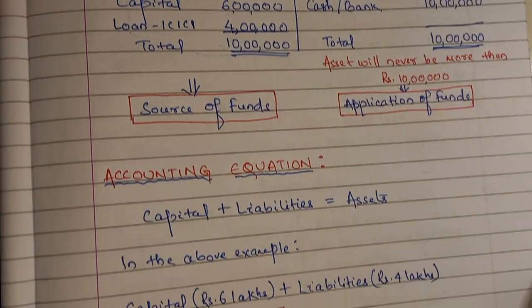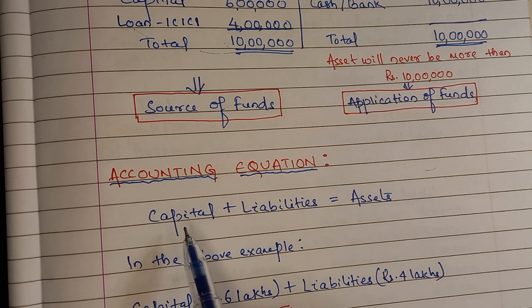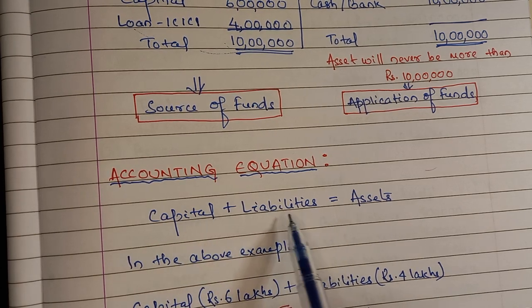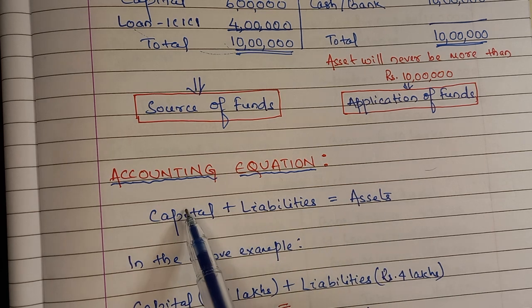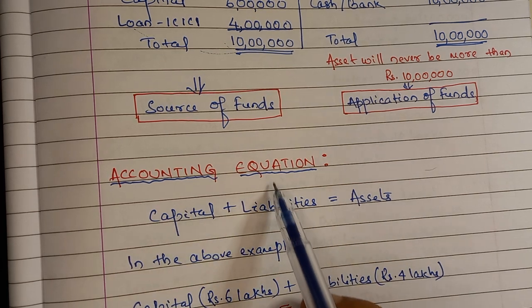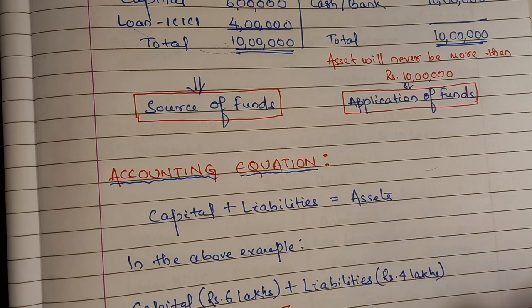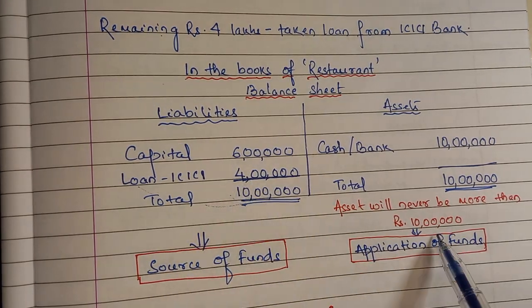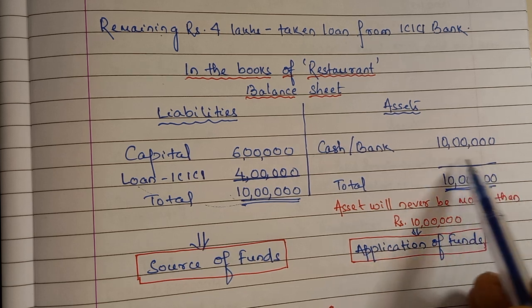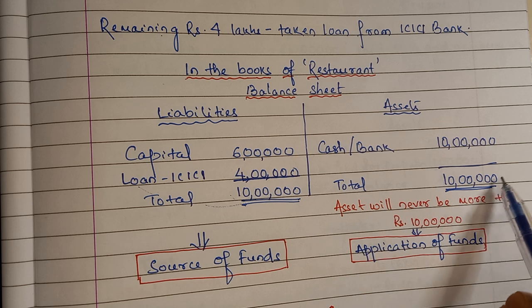Now let's come to the accounting equation. From the above example, we can derive an equation: capital plus liabilities equals assets. What is the meaning of that? The owner's fund and the liability the business owes to others, these two together will be equal to assets, as we saw above. The 10 lakh is the source of funds. My application of funds can't be more than 10 lakhs because this is the maximum the business has received. How can you spend more than that? That is not possible.